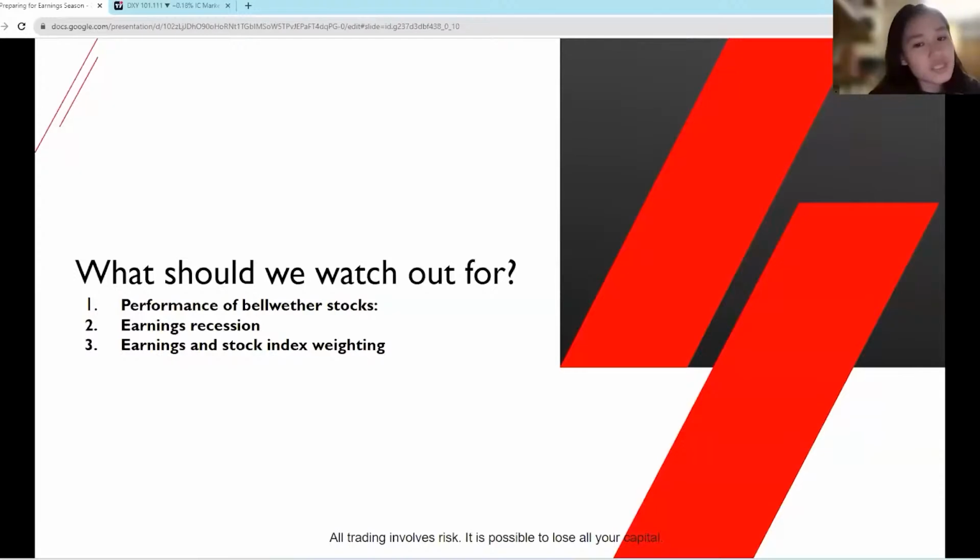So there are a number of factors that you can look out for in companies' earnings reports, but traders should be the most mindful of performance of the largest bellwether stocks, as well as understand the significance of an earnings recession in a given stock and grasp how a stock's earnings announcement might impact a relevant index depending on the weighting of the given security. So we might go and look into DXY as well later on after we are done with our slides.